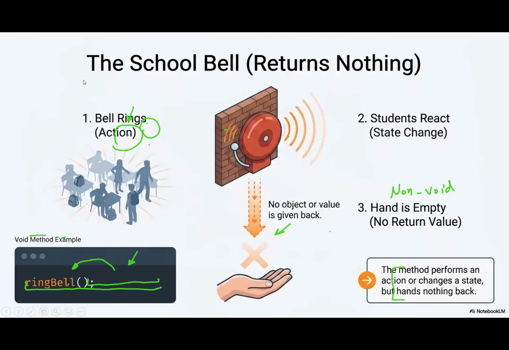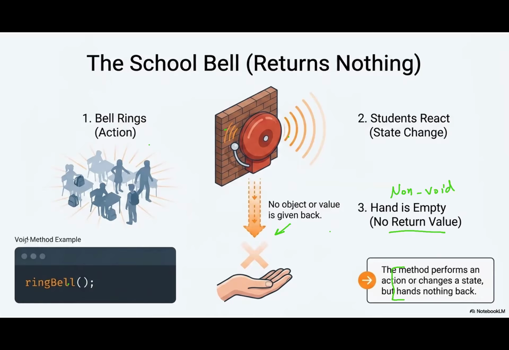Okay. Now look here. This is something that we press to ring a bell, right? So ringing the bell will take an action, but nothing will be returned back to me. I will only hear a sound and the students will react to that state change. Once the bell rings, the students will go out of the class, but nothing is returned back to me. The method will only ring a bell. And if I want to take something in my hand, there is nothing I can take in my hand, right? So this is a non-return value. And this is what we call a void method.